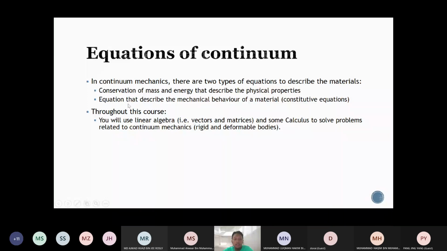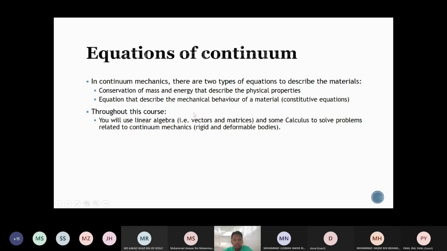And then another equation is the equations that describe the mechanical behavior of a material. So in SOM, you have learned about linear elastic material, for example. Not sure if you learned viscoelastic. Elastic and viscoelastic materials basically describe the behavior of the material, how the material behaves under certain stress and strain. Okay, so these two equations, later on we will see how they are derived and how to use them.